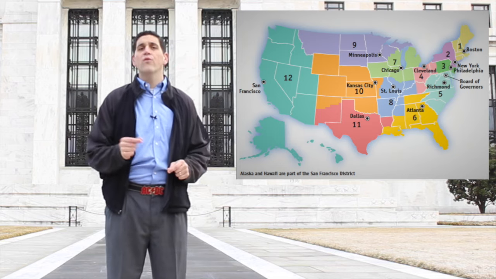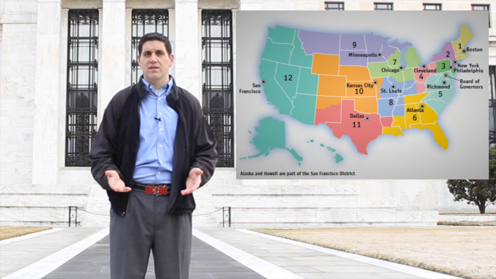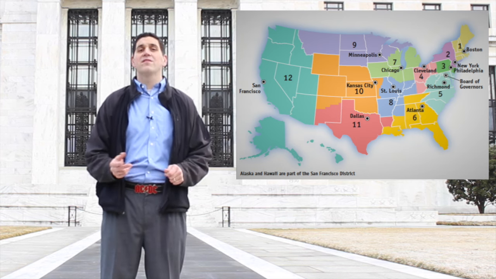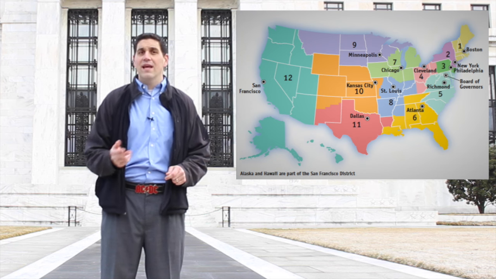There's also 12 regional banks that serve different districts. The bank in New York is the most important because they're the ones to do open market operations, which is the buying and selling of bonds to increase or decrease the money supply. Remember, the goal of the Fed is to regulate the nation's banks, but it's also to conduct monetary policy.